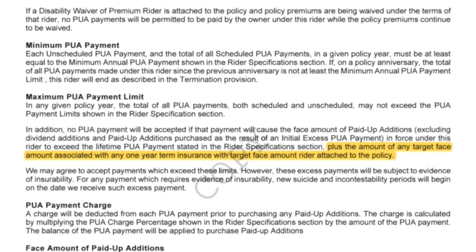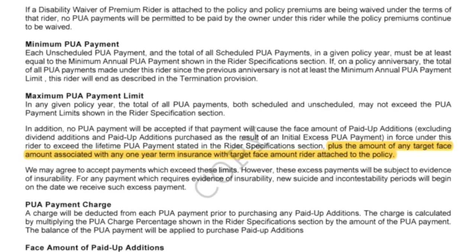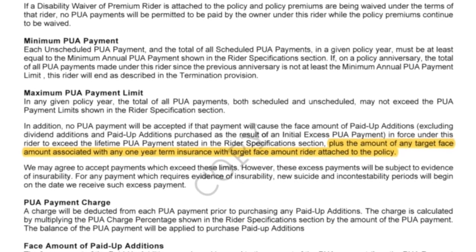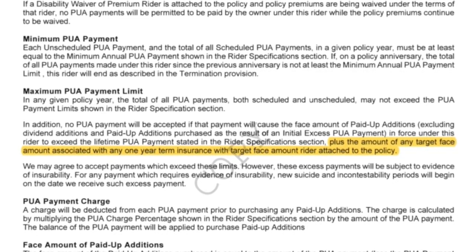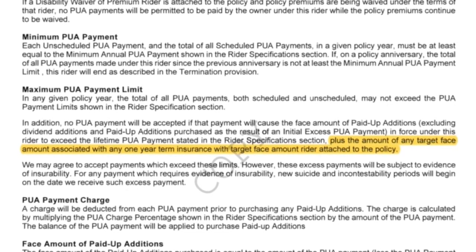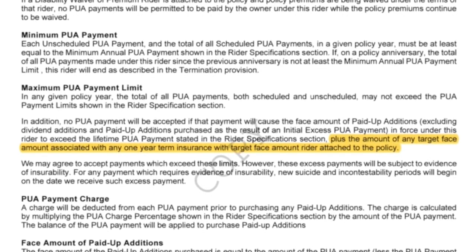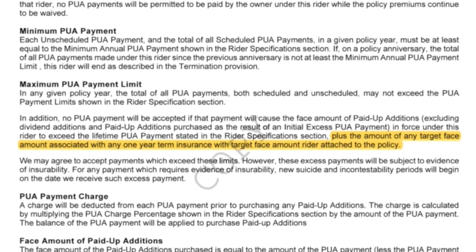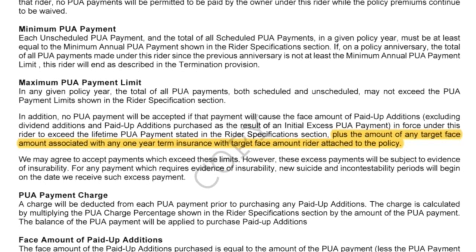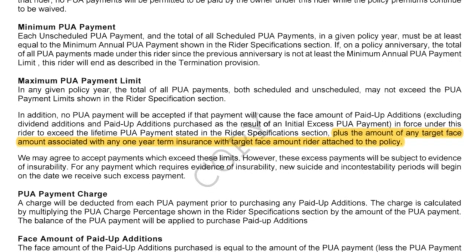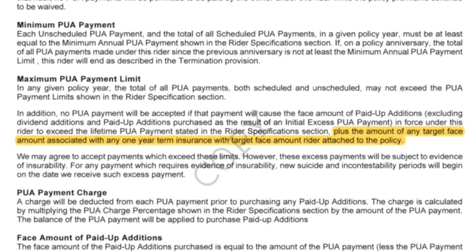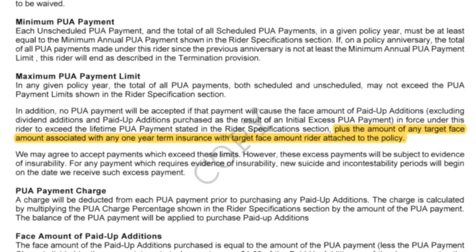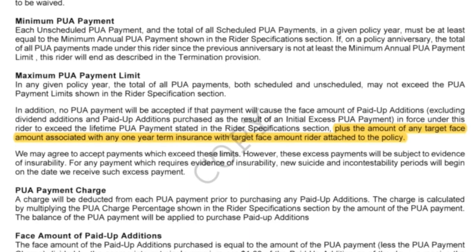So in this page, if I've got a full policy from Guardian, if I have the PDF version, I'd encourage you to pull it up on your computer, hit Control F and search maximum PUA payment limit to get to this section because this contract is very thick. Here, under this section regarding the maximum PUA payments, firstly, we see that the company refers to the basic PUA rider specifications, 3x during the first 10 years, 1x thereafter. However, we have highlighted in yellow here, plus the amount of any target face amount associated with any 1-year term insurance with target face amount rider attached to the policy.